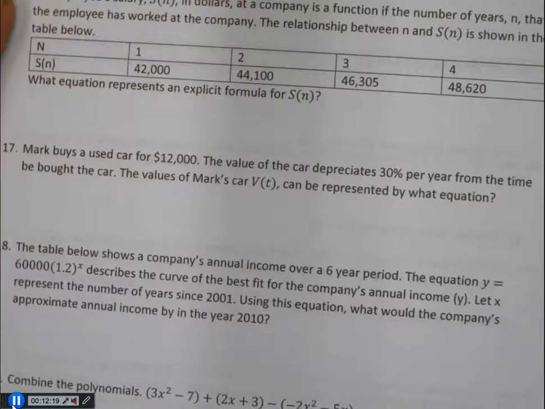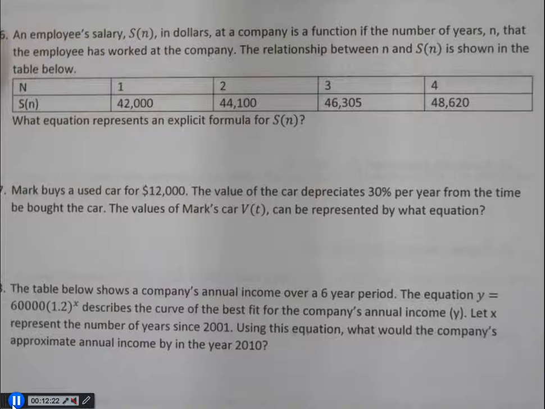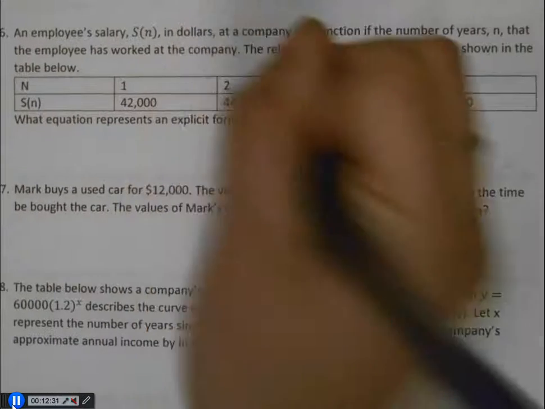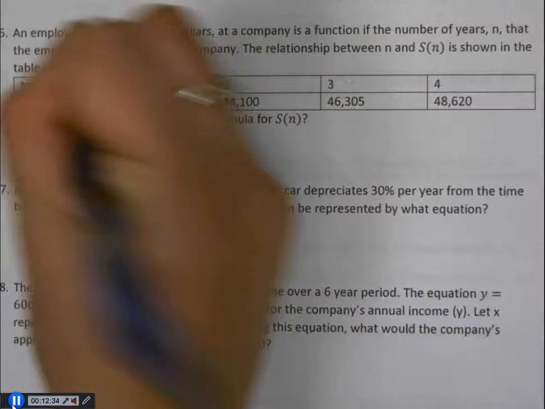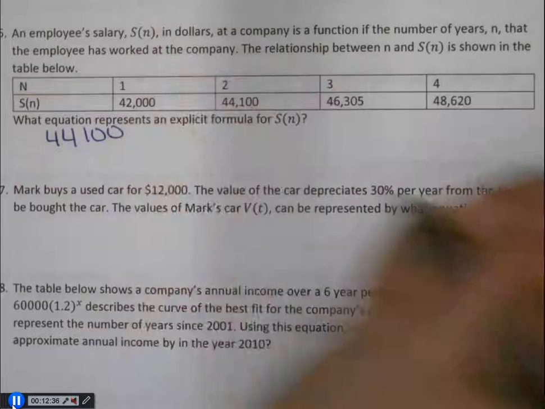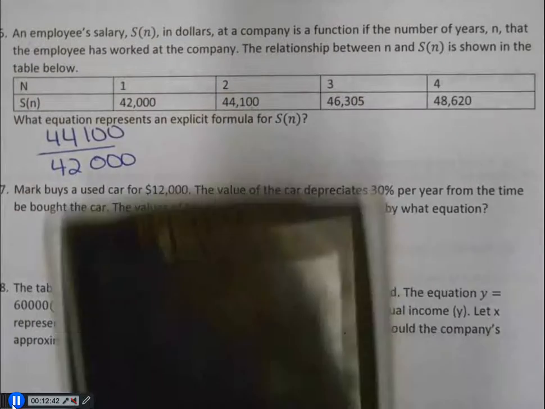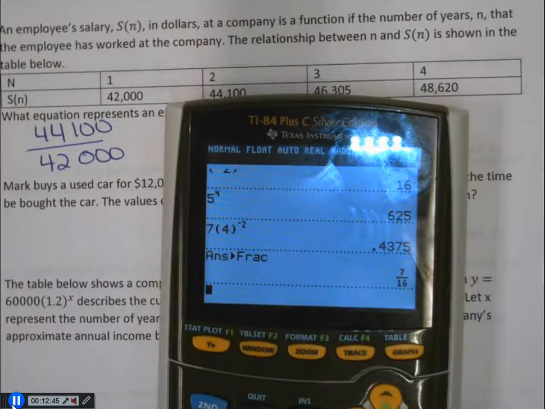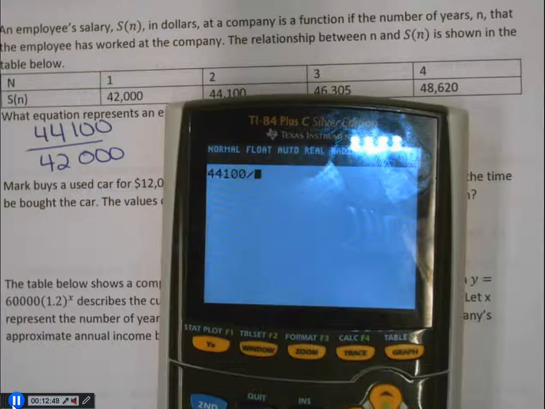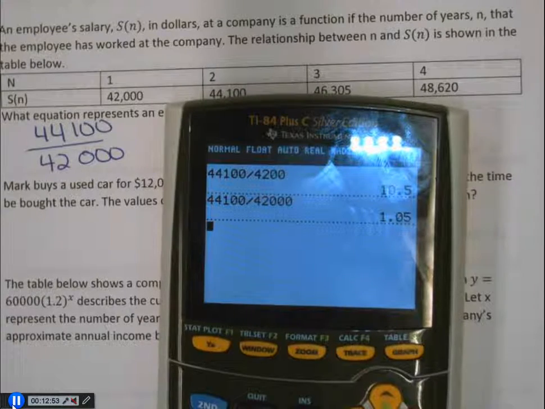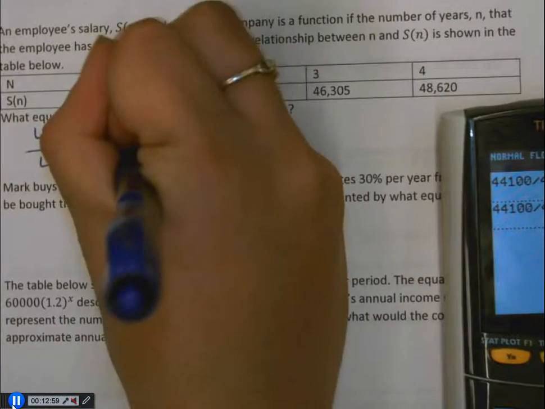Okay. Number 16 is talking about this guy's salary. It wants me to figure out how his salary is changing. So what I'm going to do is take his second year and divide by the first year. Yeah, and it's always second year on top. So then it gives me 1.05 when I divide.